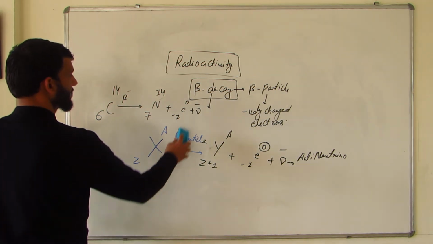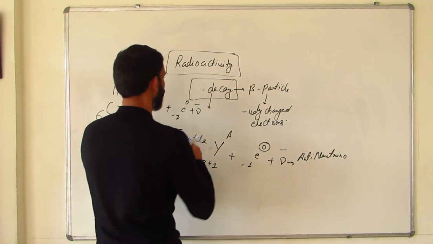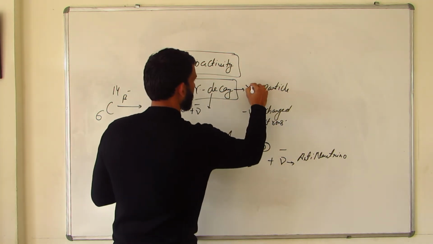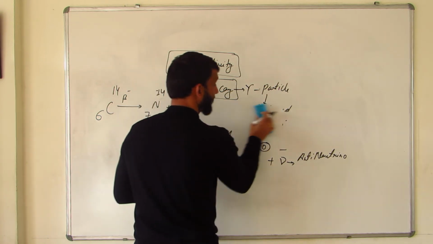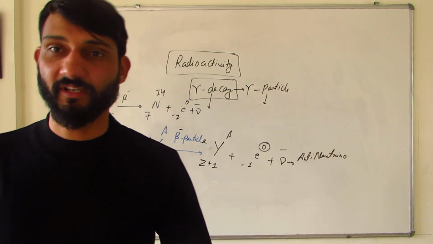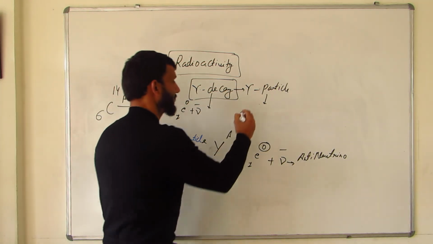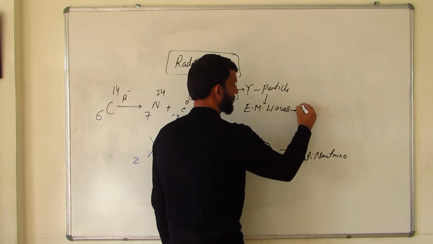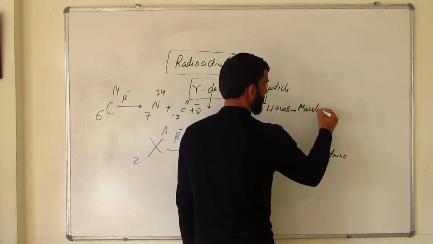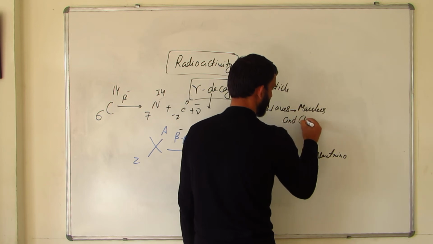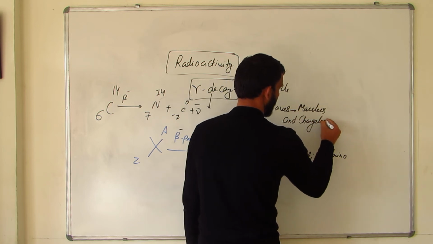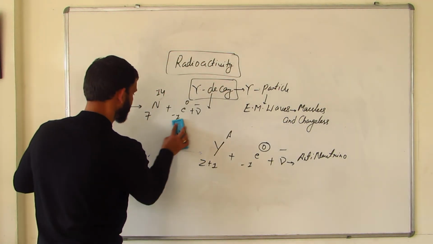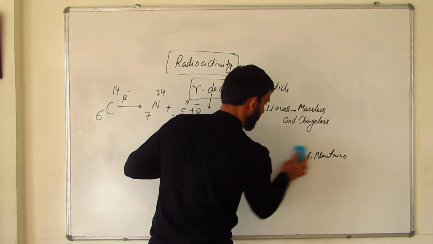Now next comes gamma decay. Now what is gamma decay? In gamma decay, gamma particle will come out. Gamma particles are nothing but electromagnetic waves. If you remember, gamma particles are electromagnetic waves. And electromagnetic waves are what? Massless and chargeless. So electromagnetic waves are massless and chargeless, right?